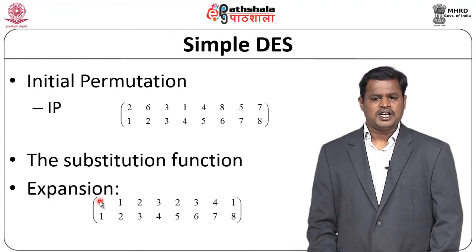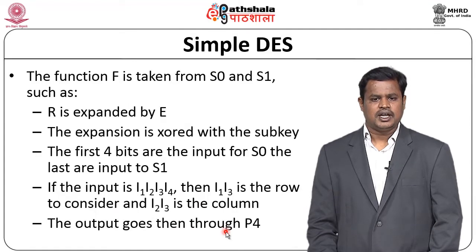But in the case of expansion, we know very well that in encryption we are taking 4 bits. So these 4 bits have to be expanded to 8 bits. Above you can see there are 4 bits, but below you can see 1 2 3 4 5 6 7 8 bits. So from the 4 bits we are able to generate the 8 bits. From this we can say f is taken from S0 and S1 such that R is expanded by E. The expansion is XORed with the subkey. The first 4 bits are input for S0, the last 4 are the input to S1.